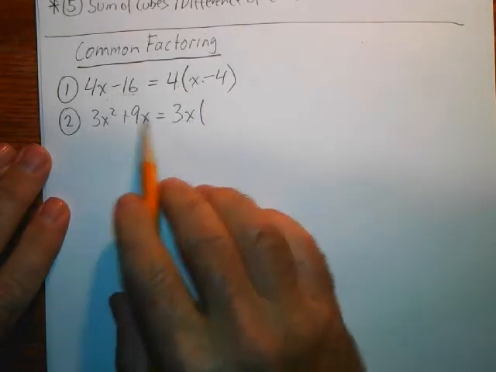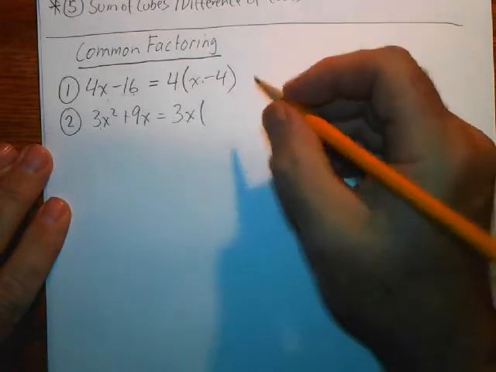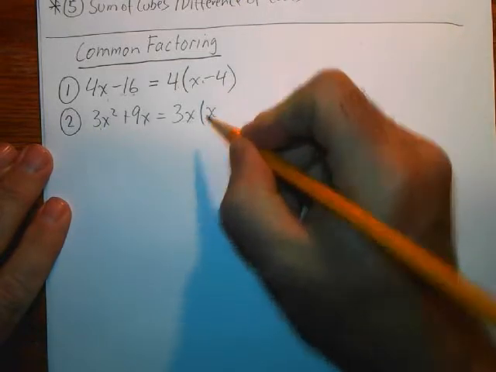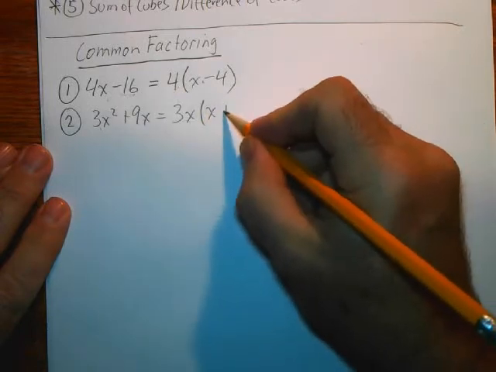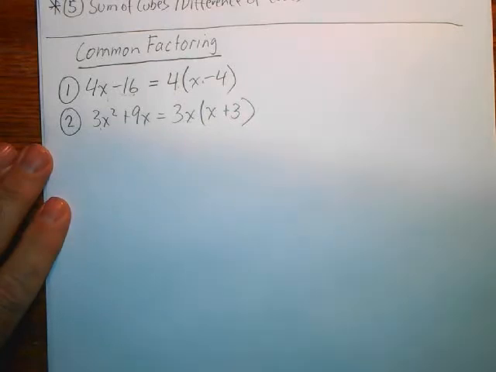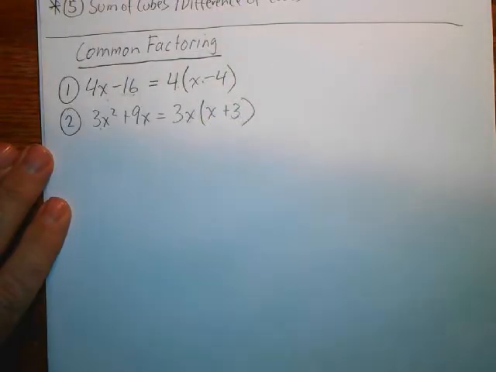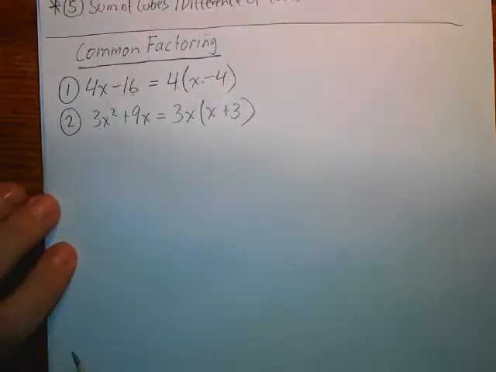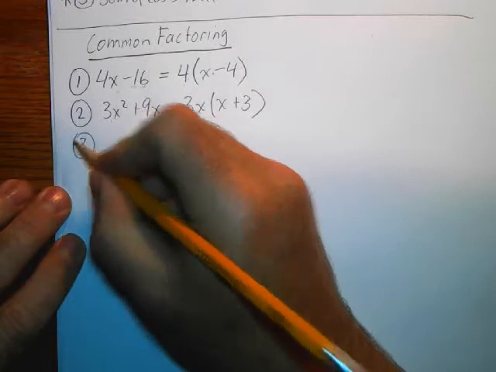And now I just divide each of these terms by 3x. So 3x squared divided by 3x is x. And positive 9x divided by 3x, that's just going to be a positive 3. And again, you can check. That's going to be 3x squared. That's going to be 9x. Good. Okay. All right.